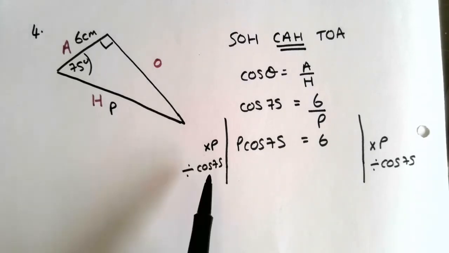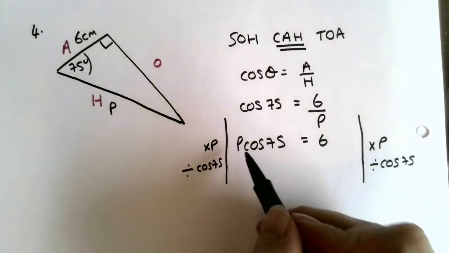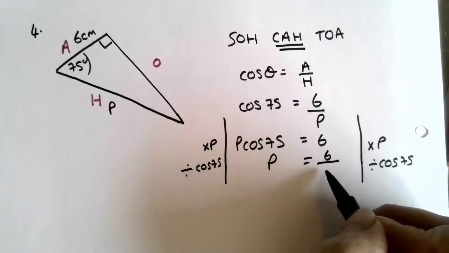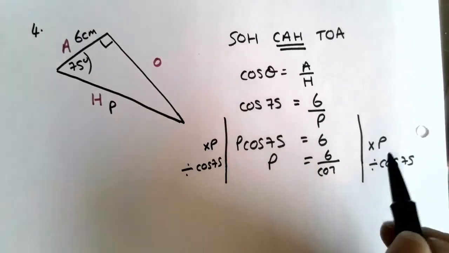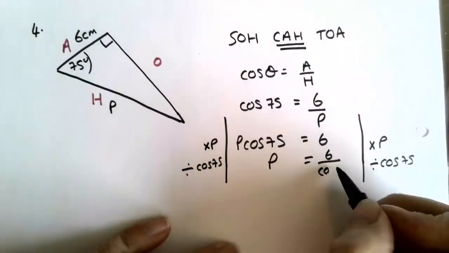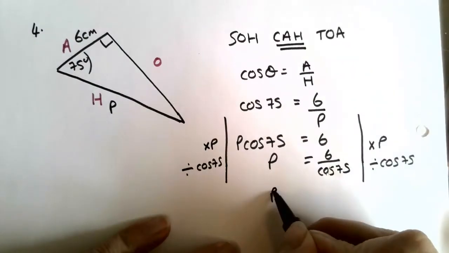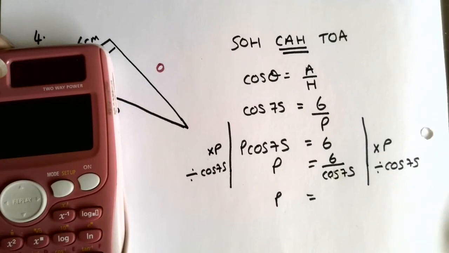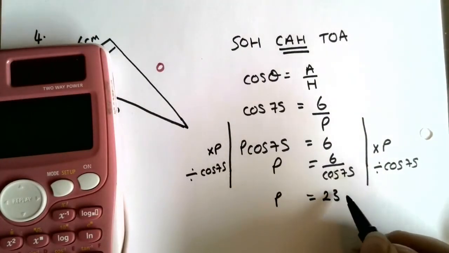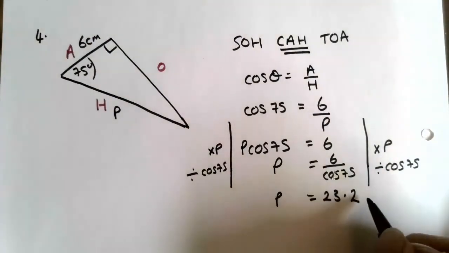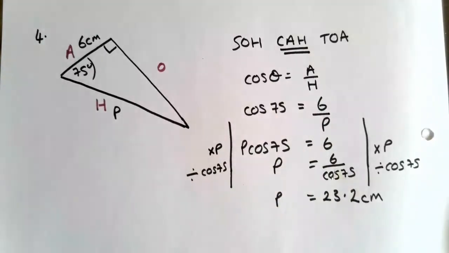Okay, anyway, dividing by cos 75 just leaves me with P on the left hand side, and then on the right hand side that's 6 over cos 75. Oh, made a wee mistake. So, sorry, cos 75. And then I'll just be typing that into my calculator. So 6 divided by cos 75, and that gives me 23.2 if I round to 3 significant figures, and my units are centimetres.